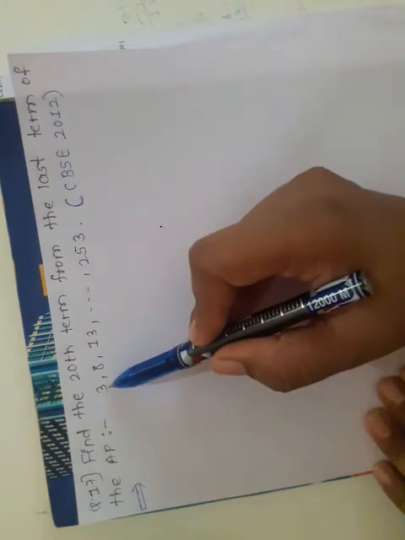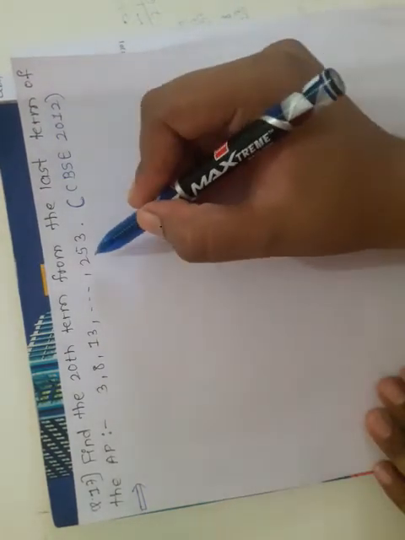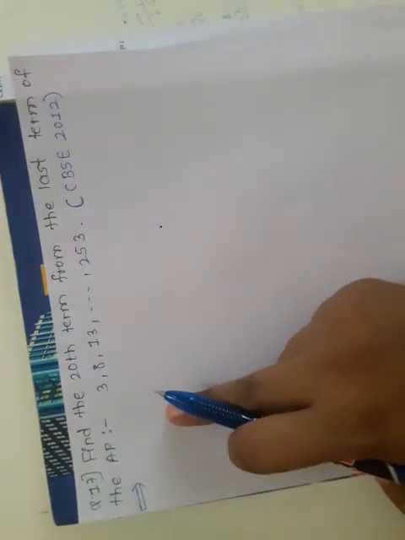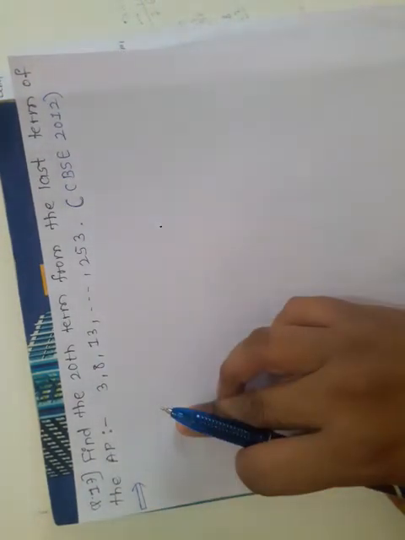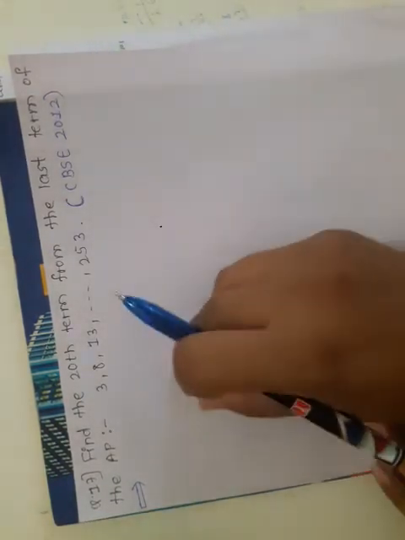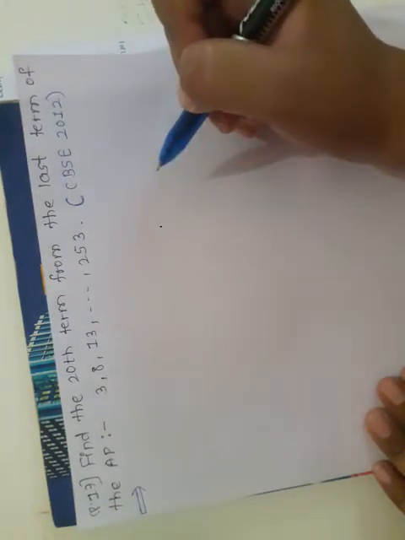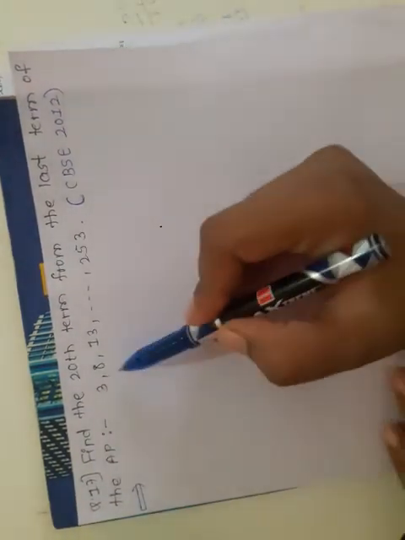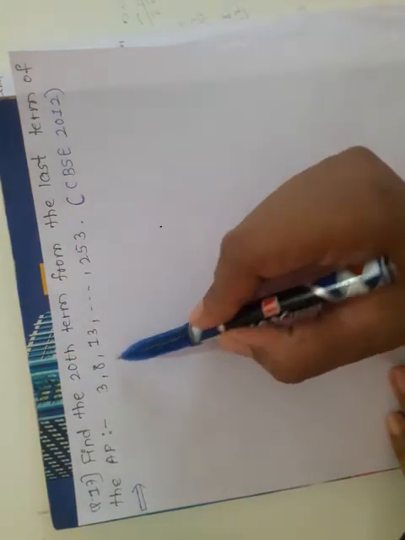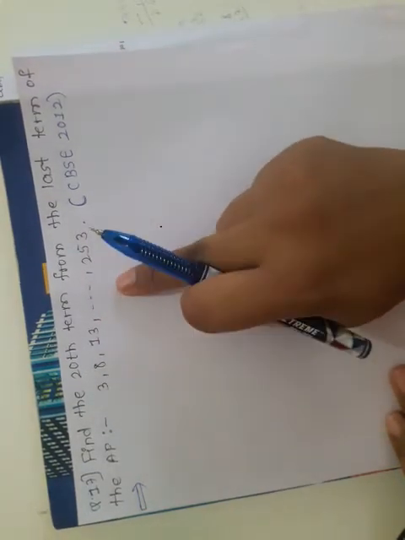Here our first term is 3, 8, 13 like this. So write the given AP in reverse order, so 253 becomes our first term. Then use our regular formula. This question was asked in the CBSE 2012 question paper. If we find the common difference, 8 minus 3 is equal to 5, which means the difference between each and every term of this AP is 5. The common difference is 5.